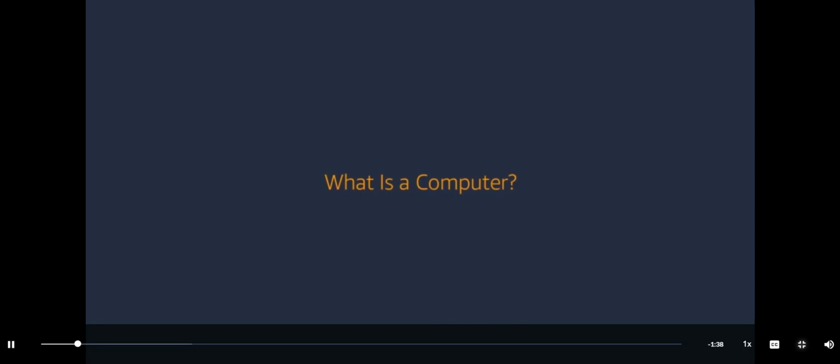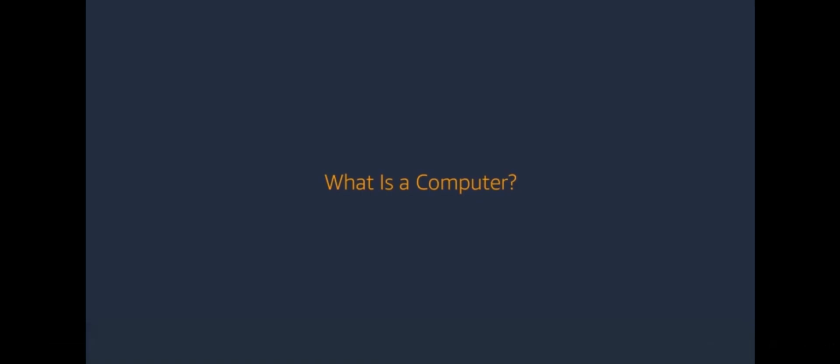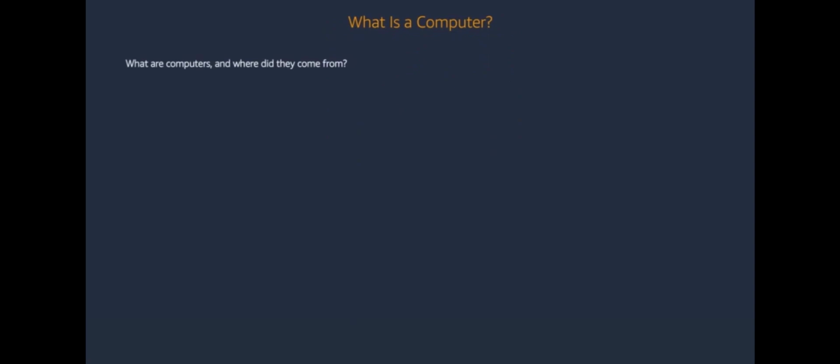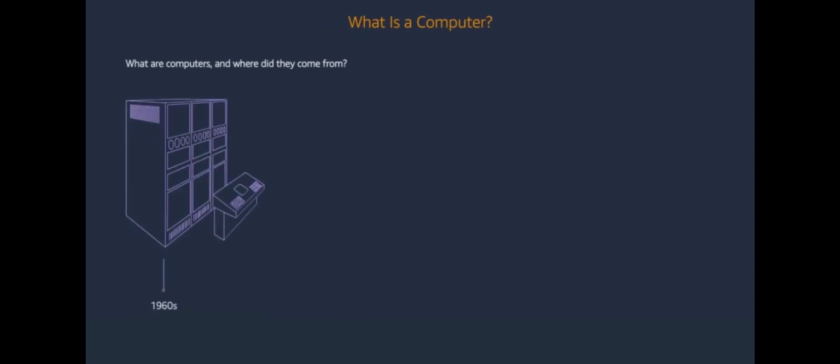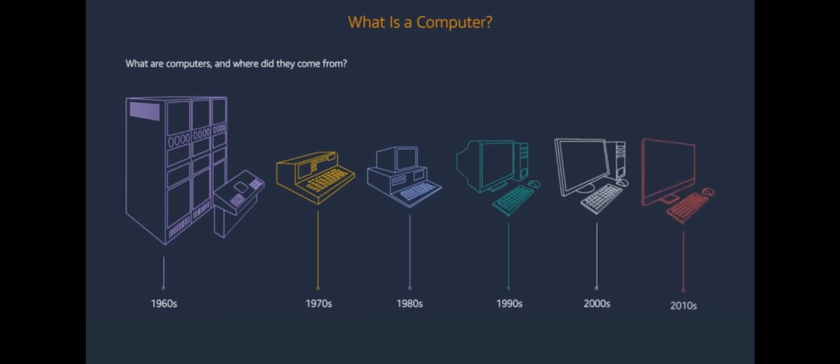In this video, let's learn what is a computer. What are computers and where did they come from? The evolution of computers, or processing machines, happened very quickly within a span of a few decades, ushering in the information age.